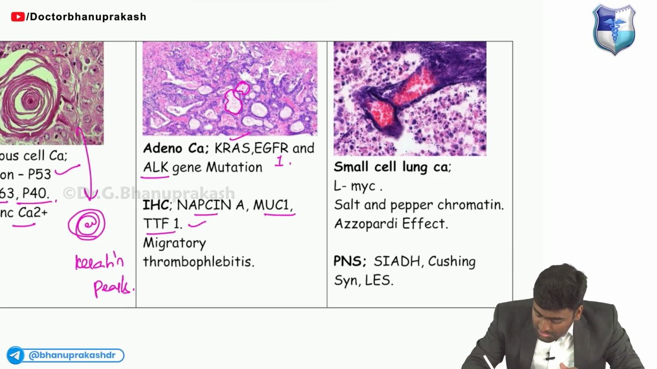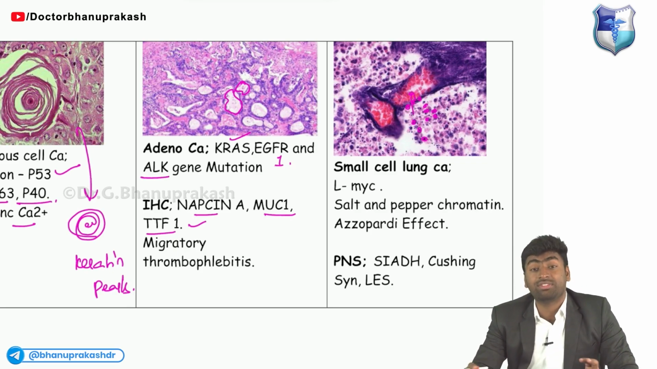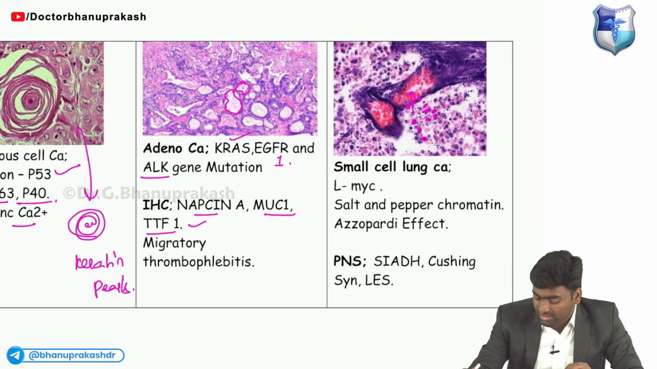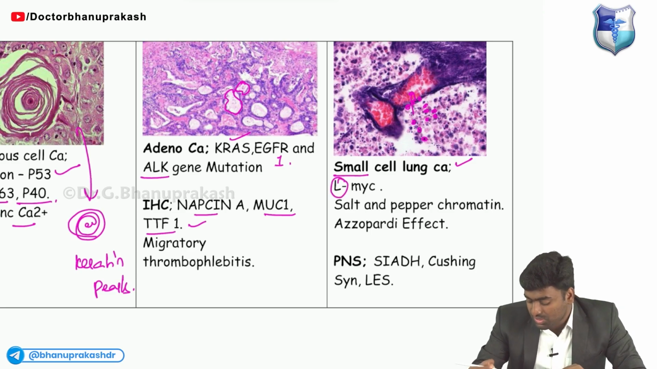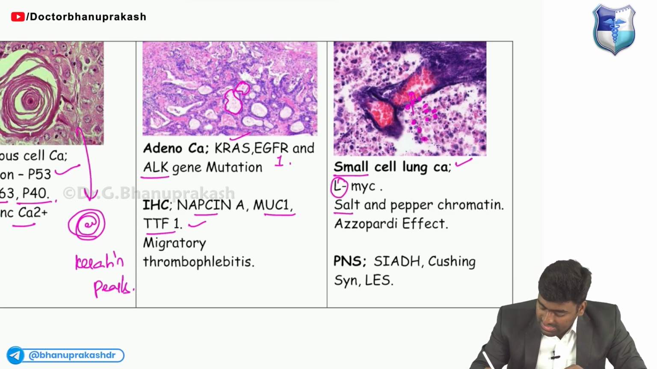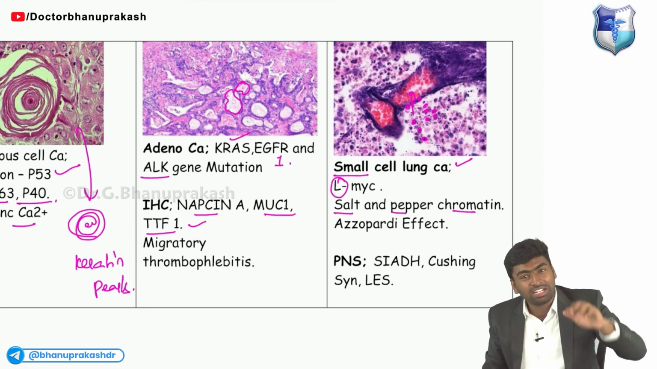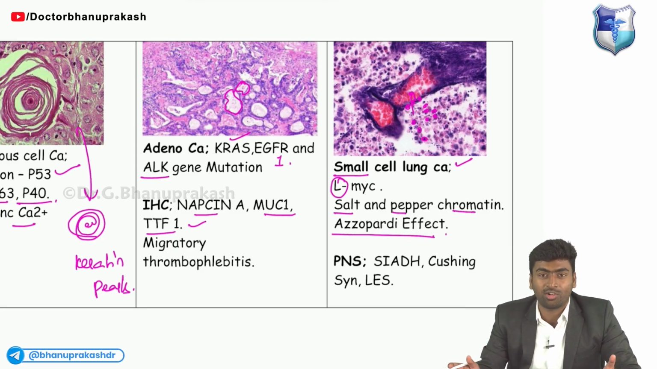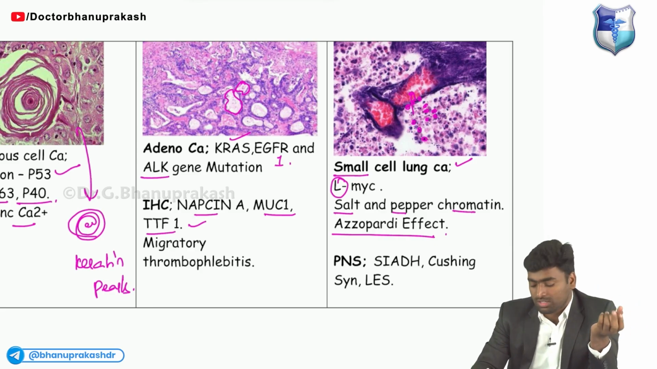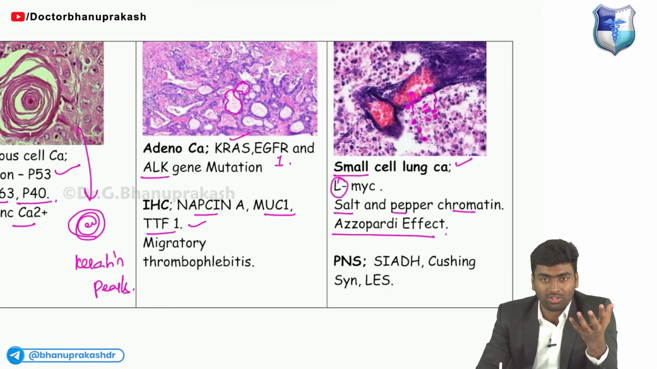And next, if you are able to see these small tumor cells, they are having neurosecretory granules, and if they involve the blood vessels and are transported along the blood vessels, they are small cell lung carcinoma. It will be having salt and pepper chromatin, and because of this penetration into the blood vessel, we'll call it the Azzopardi effect. So remember, these tumor cells try to enter into the blood vessels, so it is what is known as the Azzopardi effect.